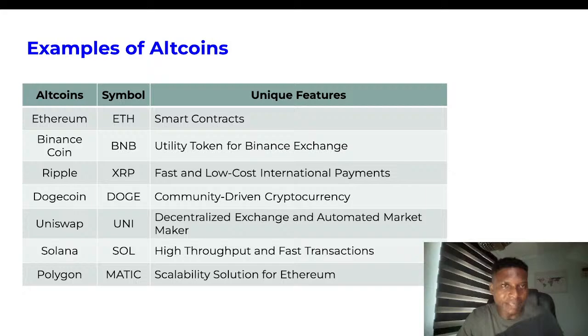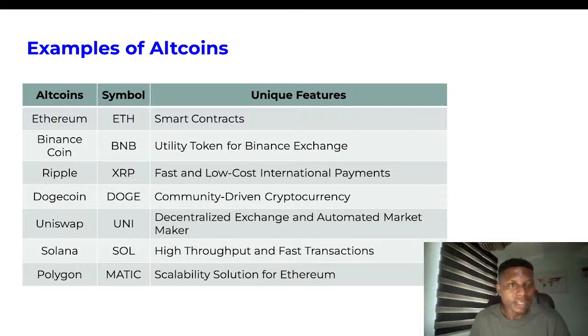Let's take a further deep dive into examples of alternative coins. Ethereum is an example of an alternative coin. The symbol for Ethereum is Ether. What is the unique feature of Ethereum? Smart contracts. Another alternative coin is Binance coin. The symbol of Binance coin is BNB. What is the unique feature of BNB? It is the utility token for the Binance exchange.